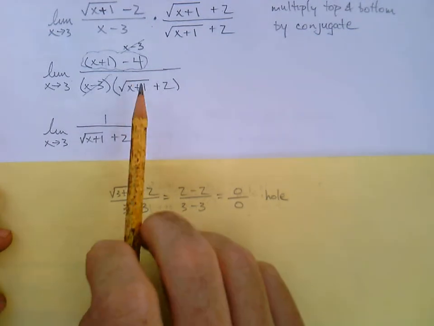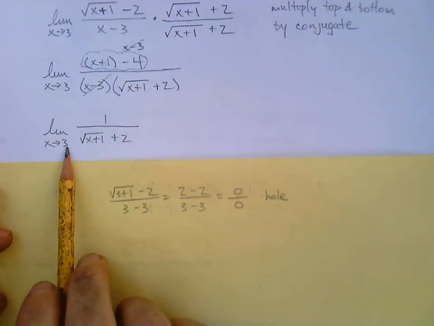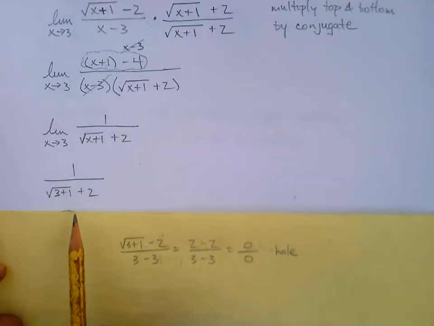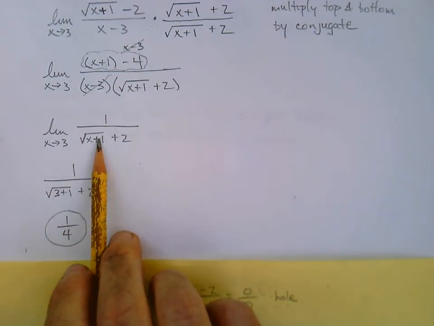And think, oh, that's awesome. I canceled out that x minus 3. Now I can plug the 3 in. So I'll show you all my work. 1 over the square root of 3 plus 1 plus 2. Well, that's 1 over 2 plus 2. Our answer is 1 over 4. We knew there was an answer because it was a hole, but it took some algebra work to put us in a position where we could plug that number in.